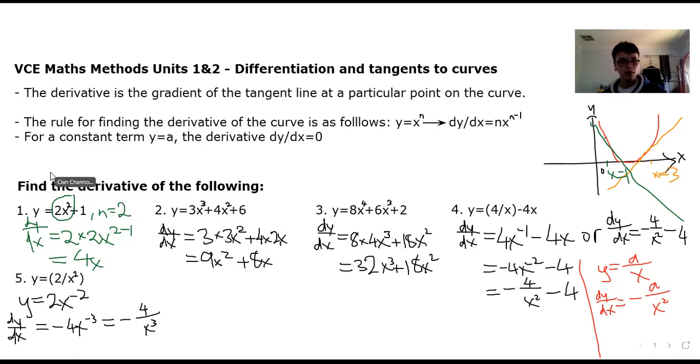Just one final thing to recap is that for a constant term y equals a, the derivative of that is just going to equal 0. It's the same with any number that doesn't have a variable like x or y next to it. It's just always going to equal 0.